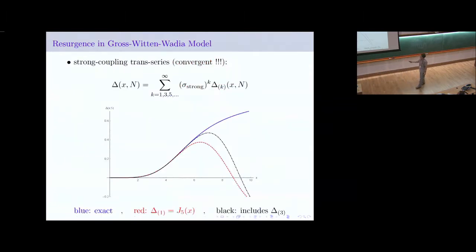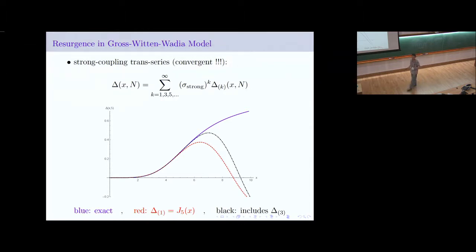So here in blue, this is when n equals 5, but you can take whatever n you want. This is the curve as a function of x. The red dashed line is just taking the leading order J5, and the black curve is when you include the next term. It didn't fit on the slide to write the integral, but it's fairly simple. And then you add more, and it just goes like this, and this, and this, and this.